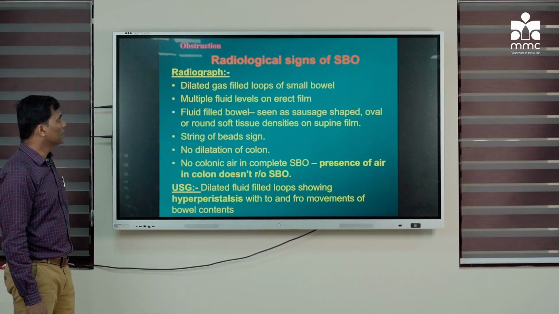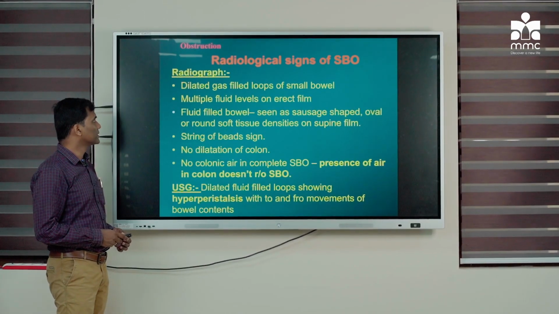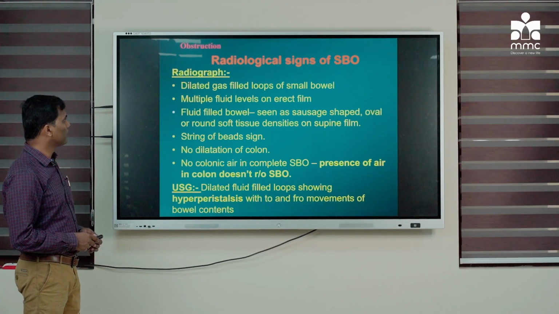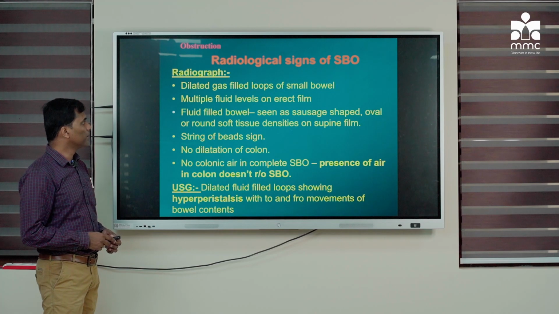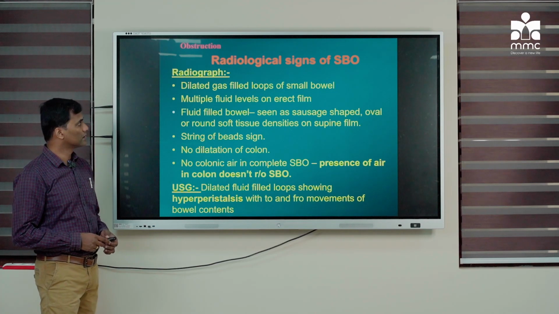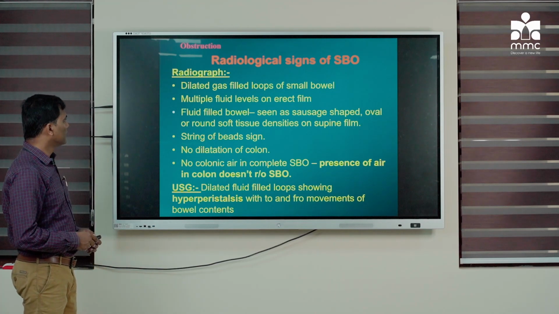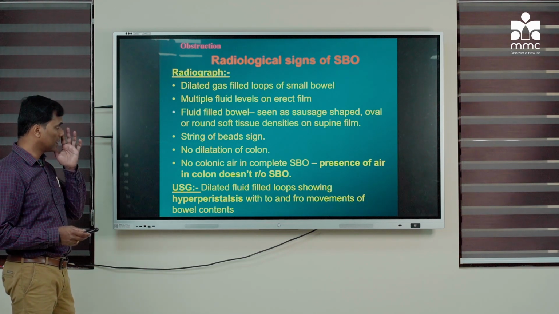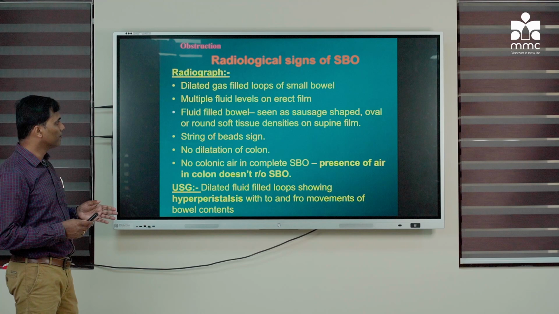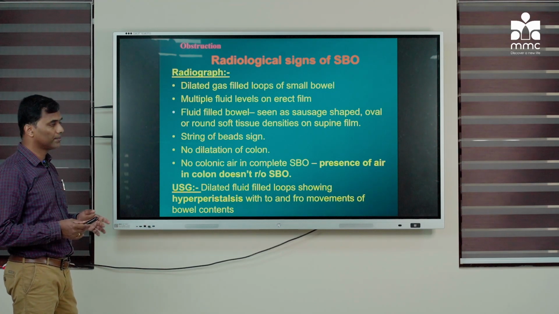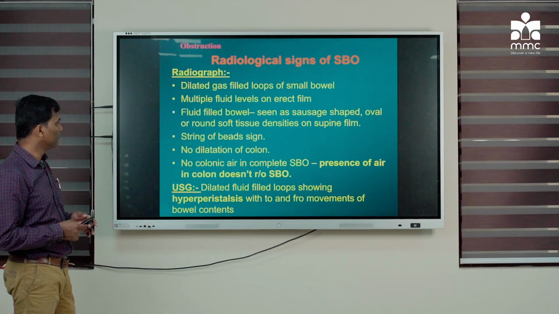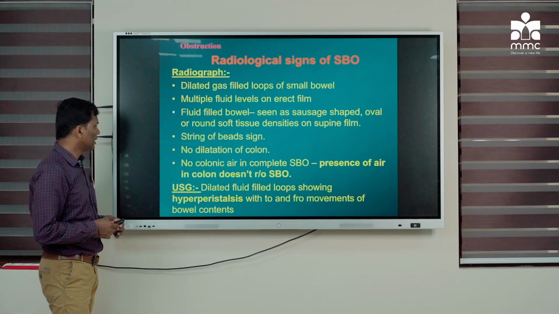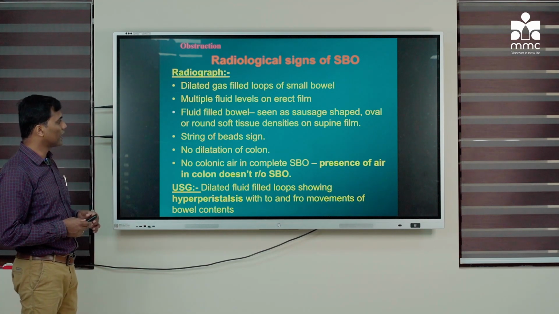Coming to the radiological signs of small bowel obstruction, on radiograph there will be dilated gas-filled bowel loops in small bowel and multiple air fluid levels on erect film. If the bowel is predominantly fluid filled, you will not get that air fluid level. So bowel may appear like sausage-shaped, oval-shaped soft tissue densities in supine film. And there is something called the string of beads sign. In small bowel obstruction, there is no dilatation of colon.